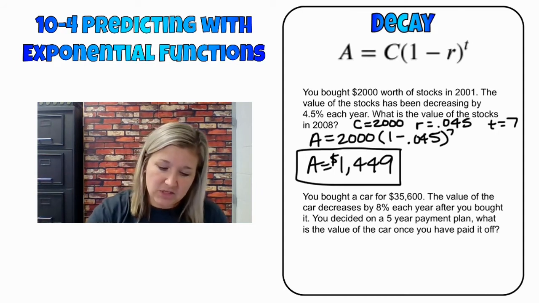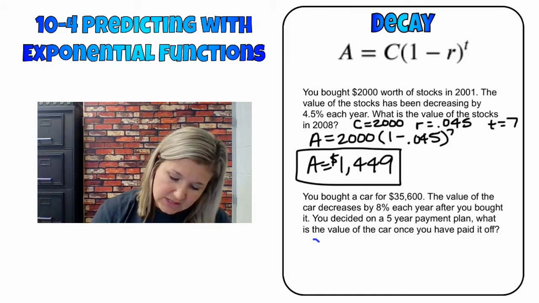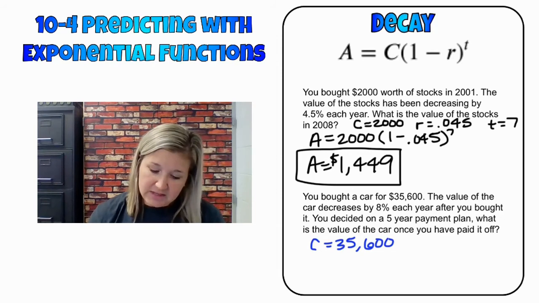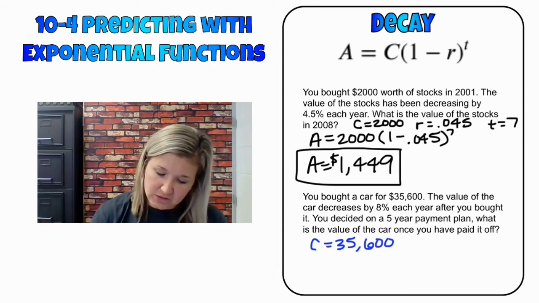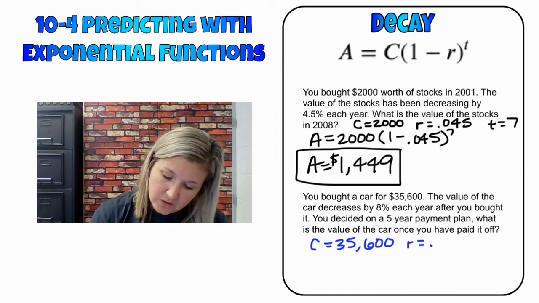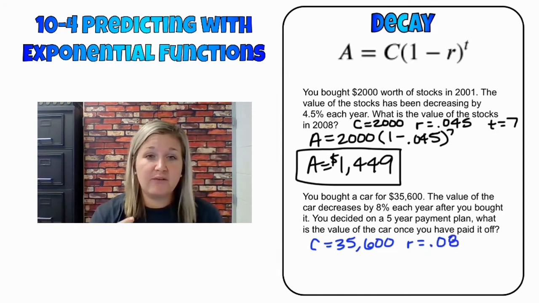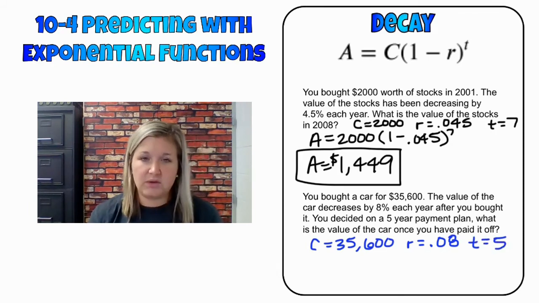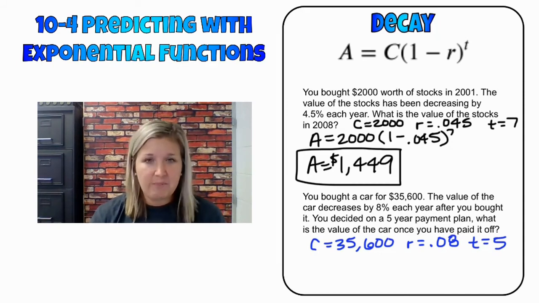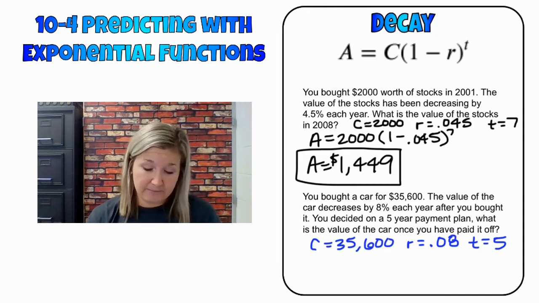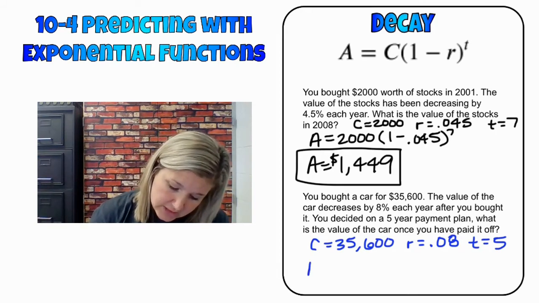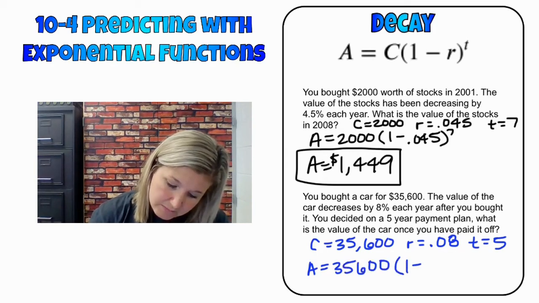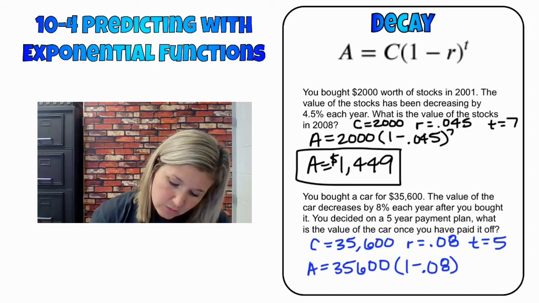So let's look at how much it was originally. So our C, which is our original amount, is $35,600. And then it decreases by 8% each year. So my rate is going to be 0.08, moving that decimal to the left 2 places. And then my time is going to be 5 years because it's going to be a 5-year payment plan. So once you have it paid off, let's see what the value of it would be at that point. So we have our ending amount is going to be $35,600 times 1 minus 0.08 raised to the 5th power.